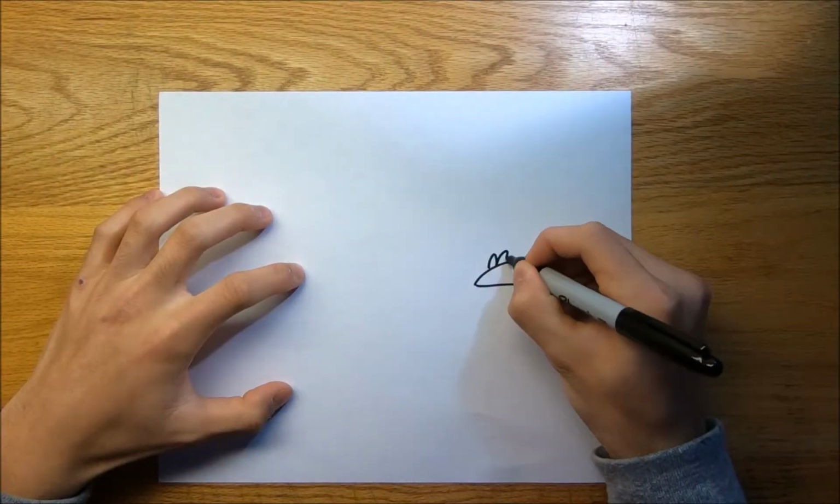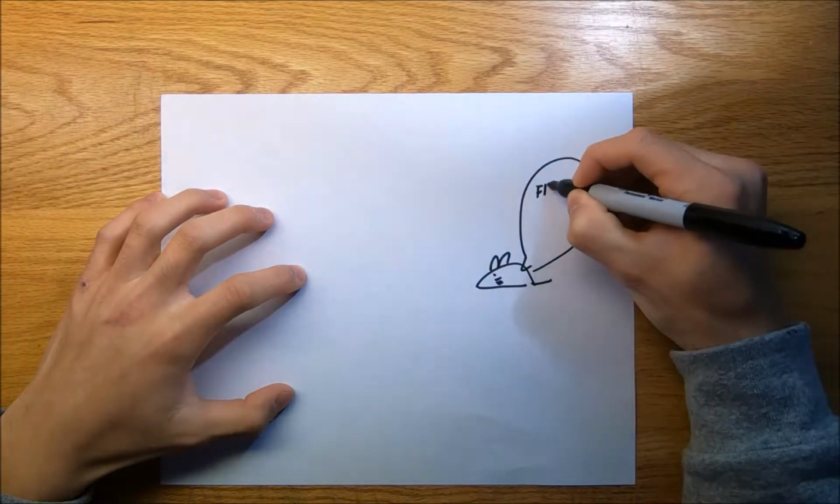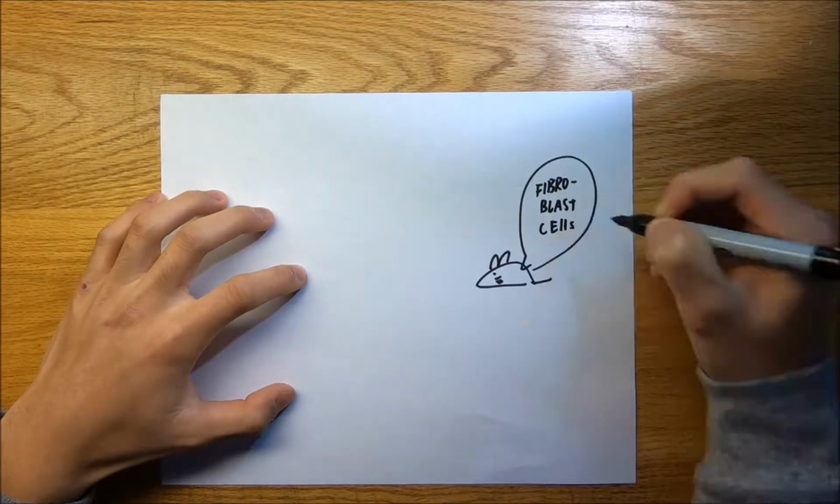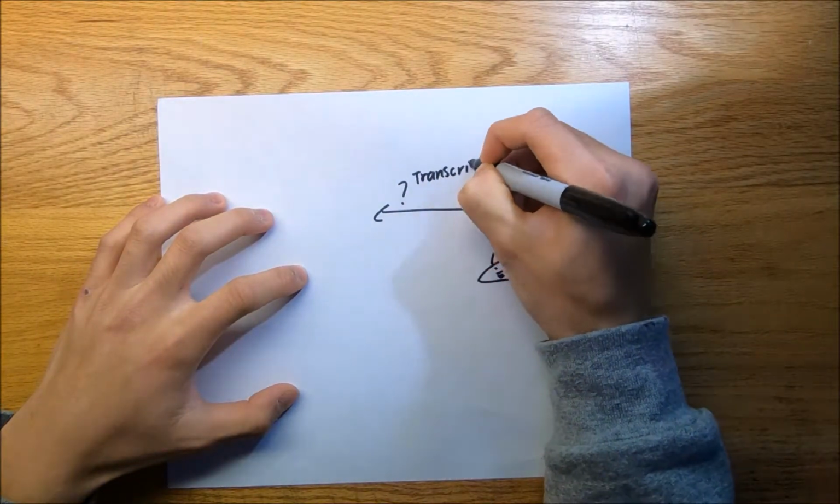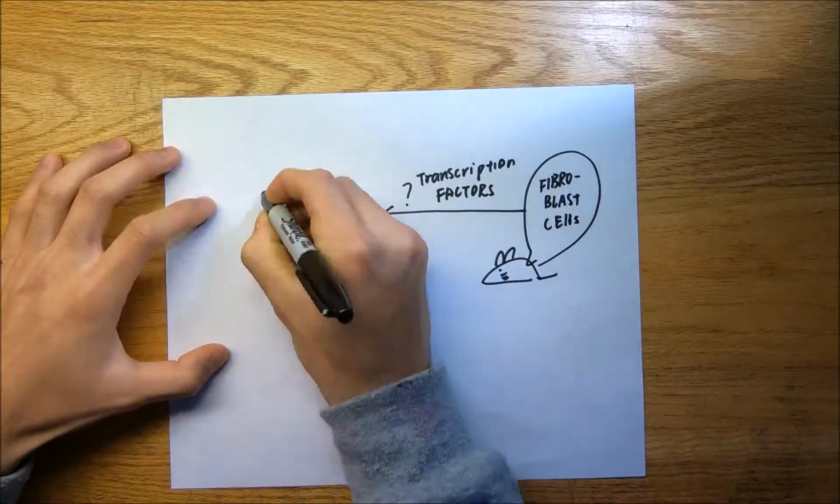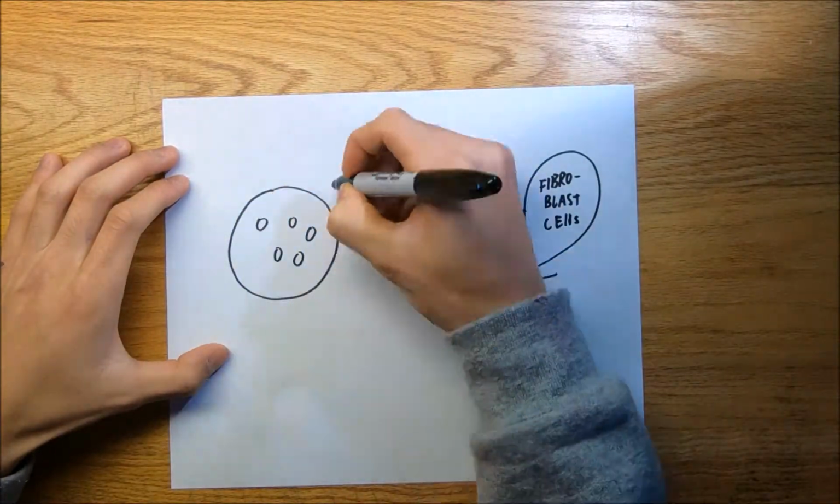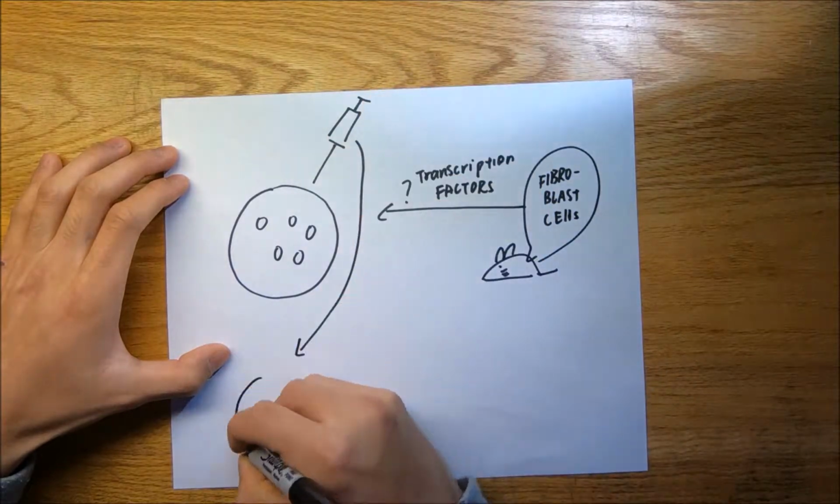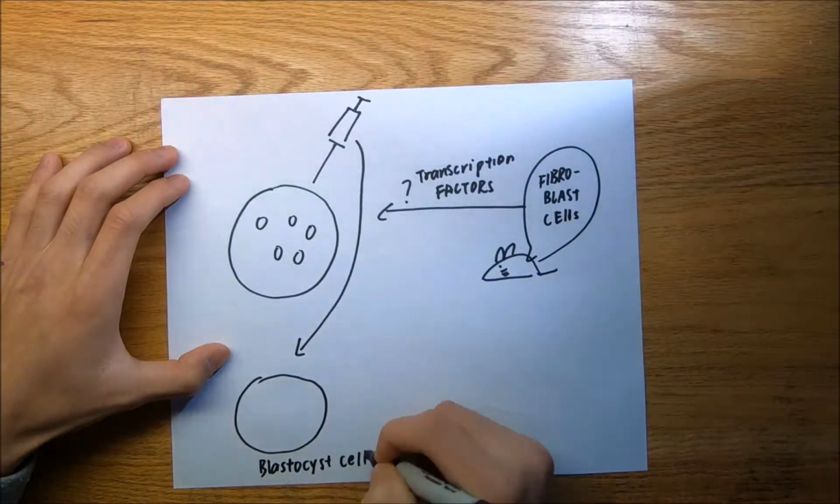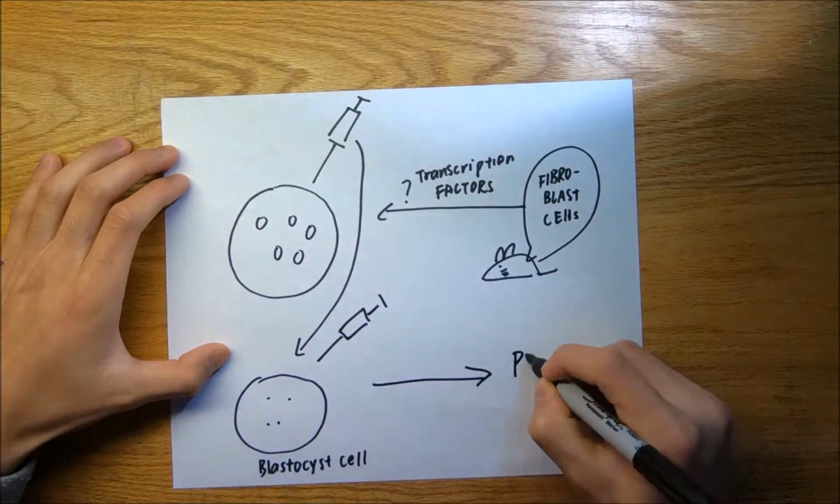In his experiment, he forcibly expressed certain transcription factors in isolated fibroblast cell populations, which induced properties of embryonic stem cells. He then took the cells and injected them into blastocysts, which was shown to become pluripotent. These cells were in the end called induced pluripotent cells.